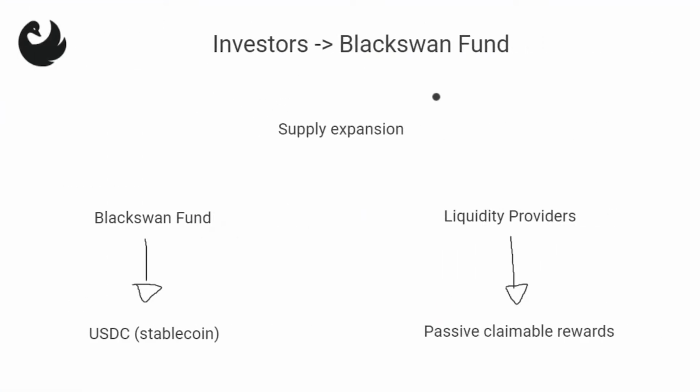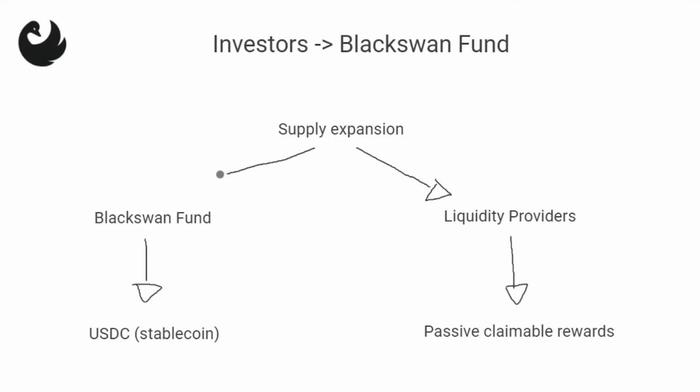So let's talk about the first connection, and that connection is the investors with the Blackswan fund. And the Blackswan fund is instrumental in how Blackswan operates in order to create this anti-fragile ecosystem. So with Blackswan, there is a constantly expanding supply, and this supply is distributed to 2 key members, and those are the liquidity providers, for whom the supply expansion is distributed through passive claimable rewards. So think of many other liquidity mining programs where you can stake your LP tokens and receive passive rewards over time, something in the range of like a 20% APY per year.